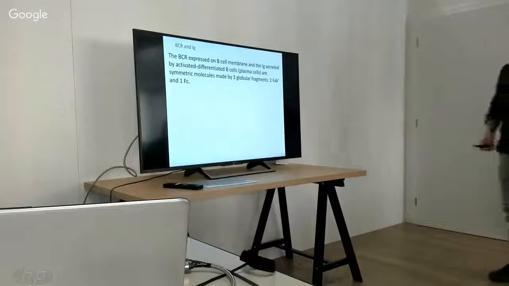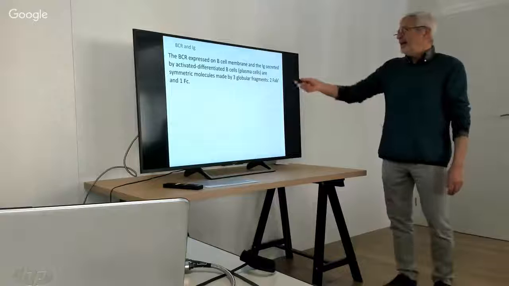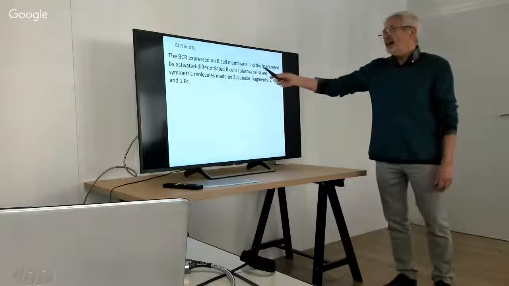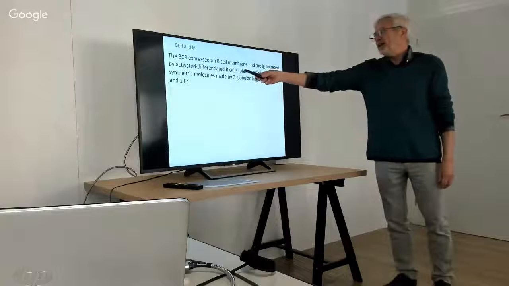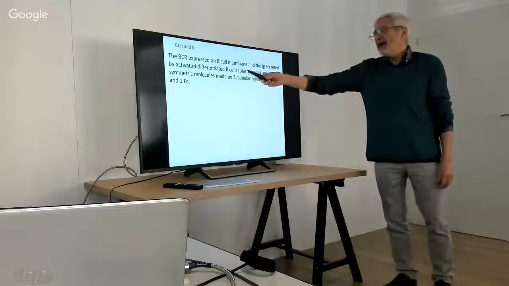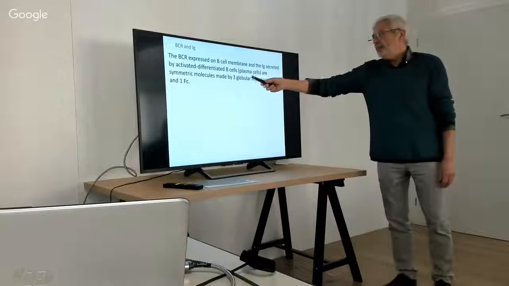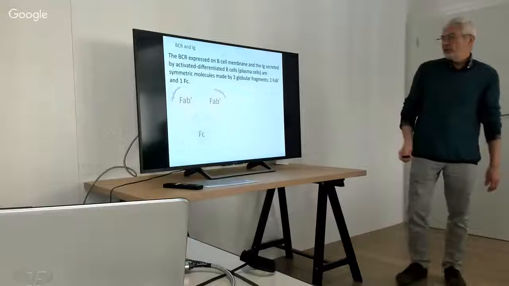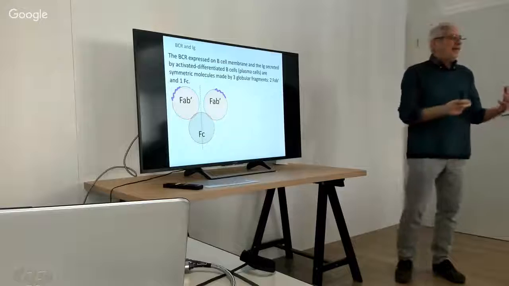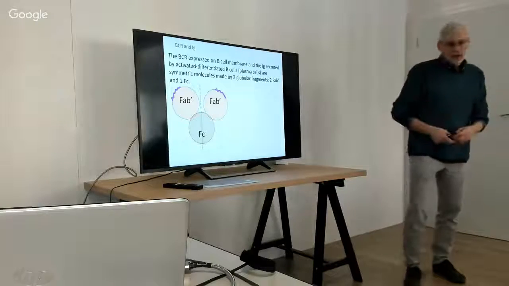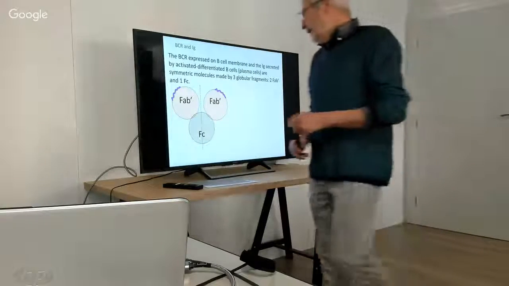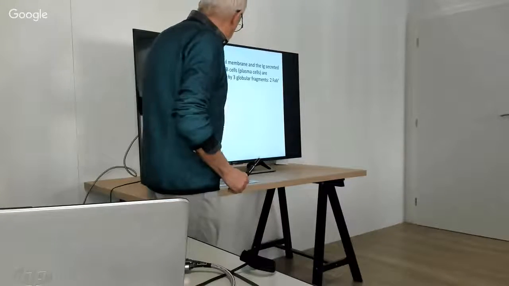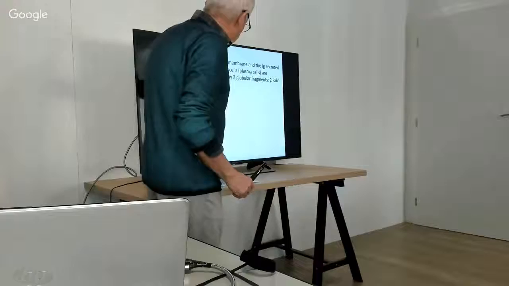The BCR expressed on the membrane and the Ig secreted by activated differentiated B cell, the plasma cell, are symmetric molecules made by three globular fragments. And I will show you that. So you can see the molecule in a globular way, like me. One part is called Fc, and the other fragments A and B.